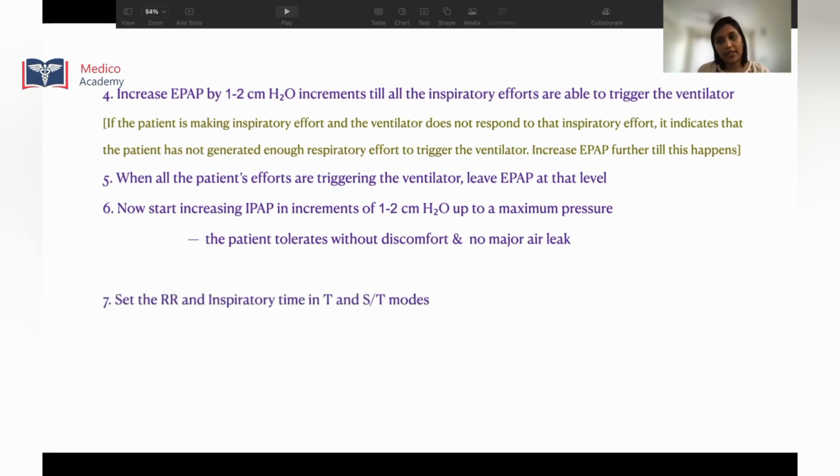After that, you need to set the respiratory rate and the inspiratory time if you're using a T or ST mode. You can adjust the flows as per the PCO2 levels and the respiratory rate of the patient. Suppose a patient is coming with high PCO2 and high RR, it's always better to keep a higher flow to compensate.